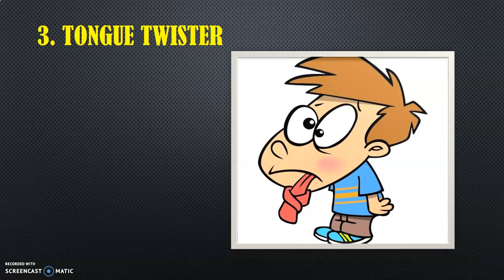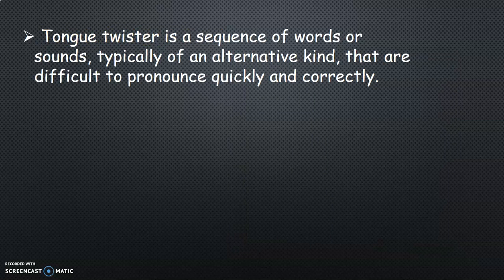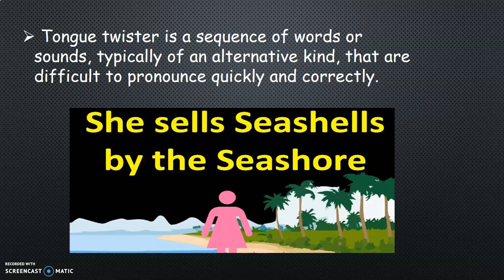That is tongue twister. That means a game of words which will twist your tongue. So let's see which are those and what are the rules. See, what is a tongue twister? It is a sequence of words or sounds, typically of an alternative kind, that are difficult to pronounce quickly and correctly. For example, she sells by the seashore. So you'll find this sentence is very difficult to pronounce. Why? Because they are alternative, they are related to each other. Okay, they are in a particular sequence which makes it difficult to say when you speak.